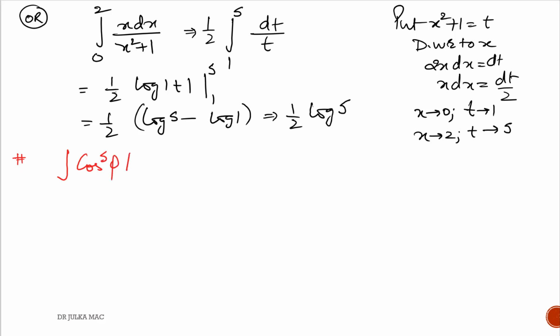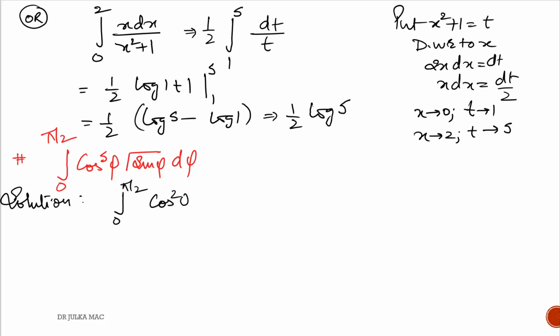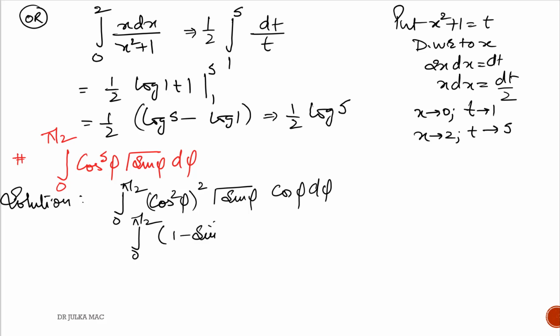Next example, integrate cos to the power 5 phi root sine phi with respect to phi, limit 0 to pi by 2. First of all, here we will break cos raised to power 5. We can write it this way: cos square phi whole square into root sine phi into cos phi. Now cos square phi equals 1 minus sine square phi. Now in this question, we will put sine phi equals t and change limits accordingly.